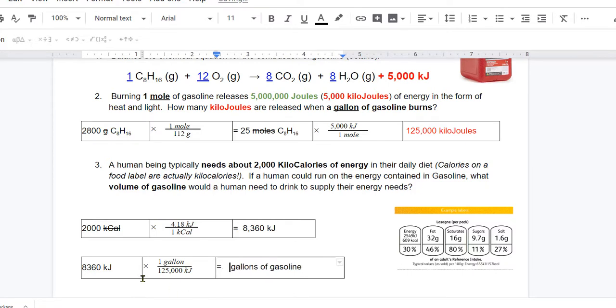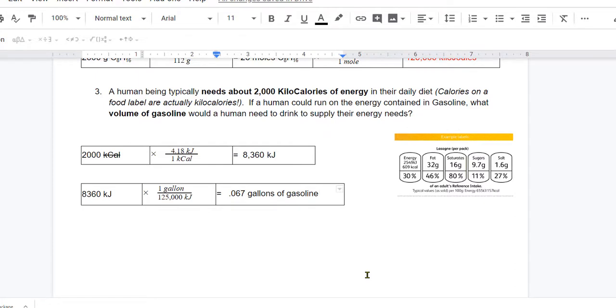Okay, so this is now a simple calculator problem. 8,360 kilojoules is already on my calculator. 1 on the top, divide by 125,000 on the bottom here. And get a tiny number here, 0.067 gallons of gasoline. So that's true. It's just not really useful saying how big is that? So let's do one more conversion.